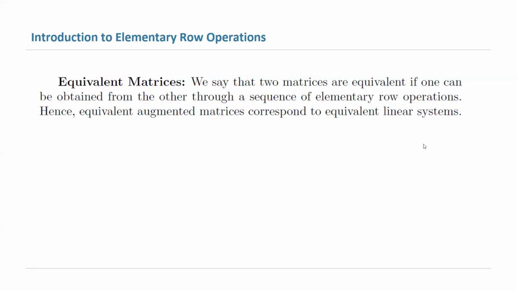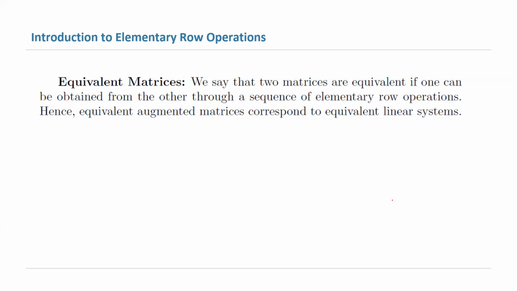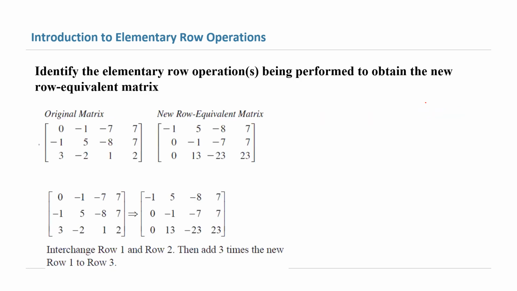Recall the definition of equivalent matrices. We say that two matrices are equivalent to each other if you can obtain one from the other using a sequence of elementary row operations, right? So let us go back to the previous slide, identifying the elementary row operations that we did to obtain the second matrix from the first matrix. The second matrix can be obtained from the first matrix by interchanging row 1 and row 2, then adding 3 times the new row 1 to row 3.